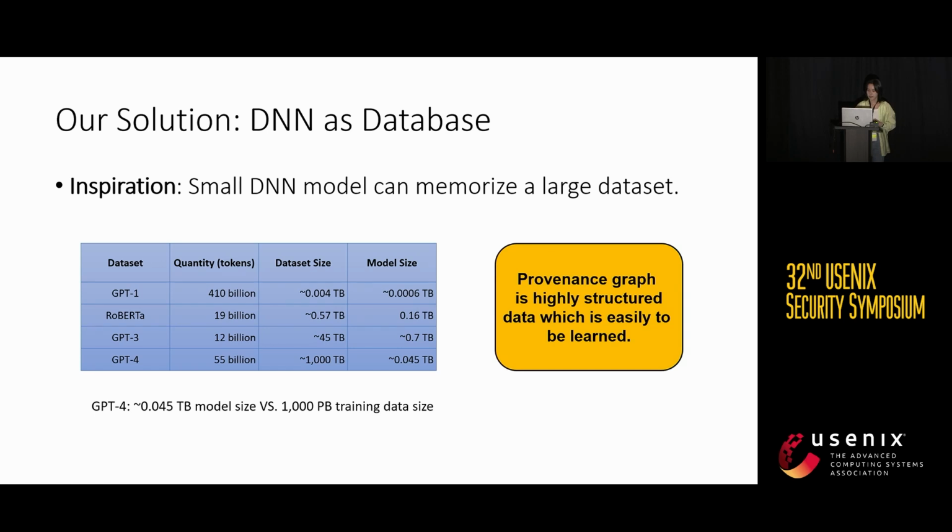We also find that provenance graph data is highly structured data, which is very similar to natural language data. And such data can be easily learned by the existing models. So we felt that using a very small model, maybe we can memorize a very large provenance graph.